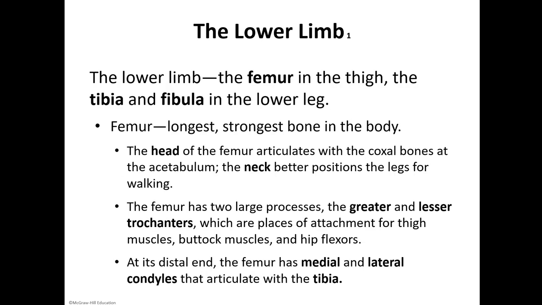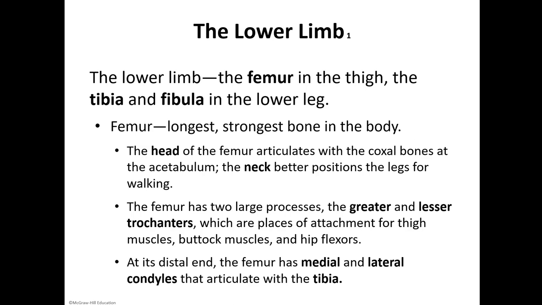The lower limb consists of the femur in the thigh, and the tibia and the fibula in the lower leg. The femur is the longest, strongest bone in the body. The head of the femur articulates with the coxal bone at the acetabulum. The neck better positions the legs for walking. And the femur has 2 large processes, the greater and lesser trochanters, which are places for attachment for the thigh muscles, the butt muscles, and the hip flexors.